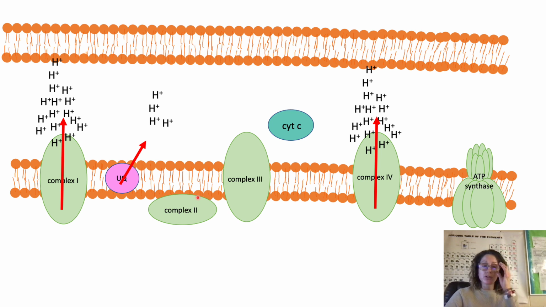So those hydrogen ions want to get over to the inside very badly, because those positive charges are repelling, so they want to get away from each other, and they want to go to the side of the membrane where there are less of them. So they want to follow their concentration gradient.